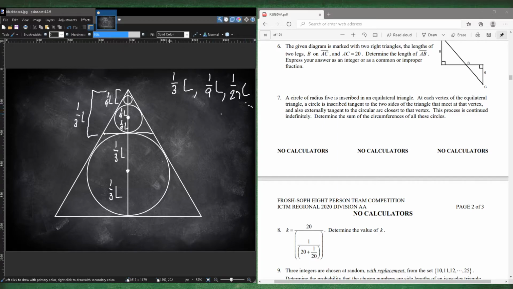So what does this look like? Well, it's an infinite geometric series. So we have to make a summation where x equals, well, we're not going to start at the biggest circle, so we're not going to start here.